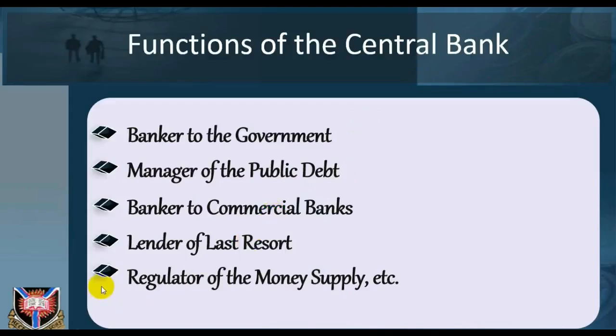Number 4, lender of last resort. Commercial banks often have sudden needs for cash, and one way of getting it is to borrow from the central bank. The central bank is a lender of last resort because when other sources have failed, the central bank will lend money to commercial banks with good investment but in temporary need of cash. Those commercial banks may pay interest on the loan at a rate that used to be called the bank rate but is now called the minimum lending rate.